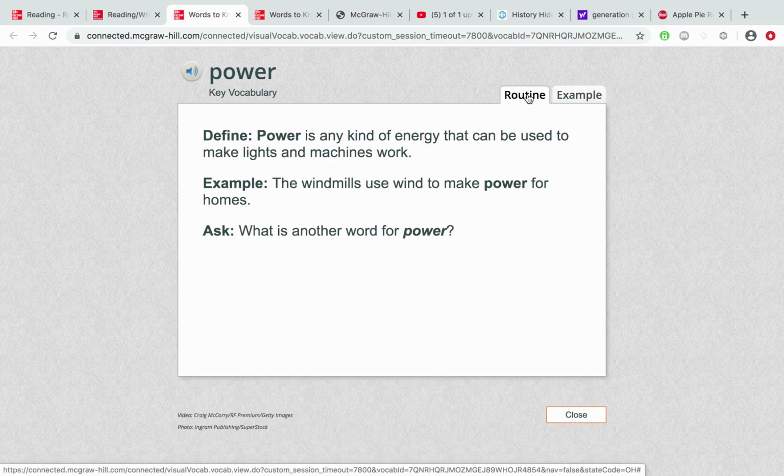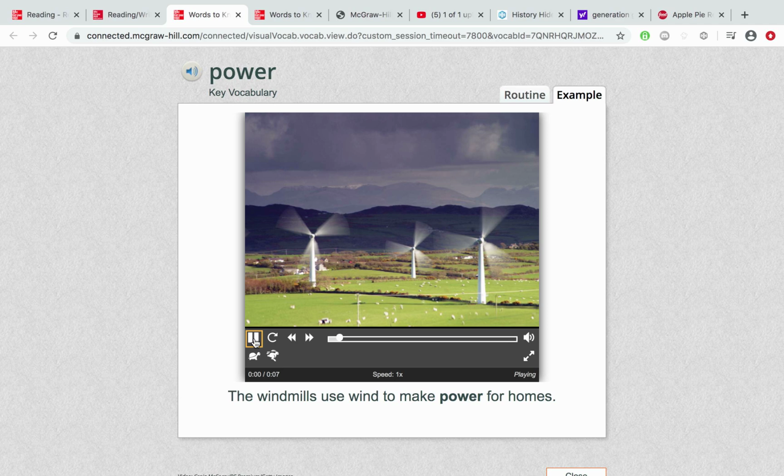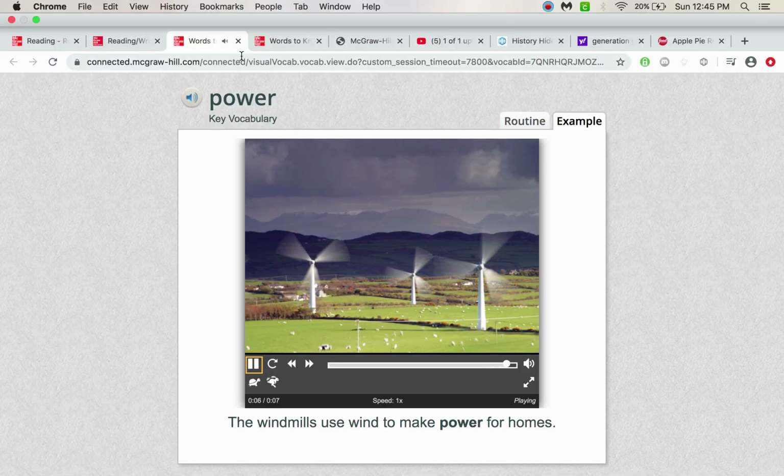Power is any kind of energy that can be used to make lights and machines work. Okay, so there's lots of different kinds of energy. Energy is the power that makes things work. Wind is one way to make that power part of energy. Okay? Power. Power is any kind of energy that can be used to make lights and machines work.